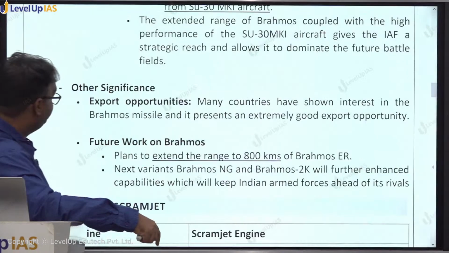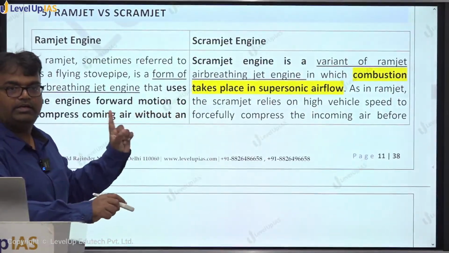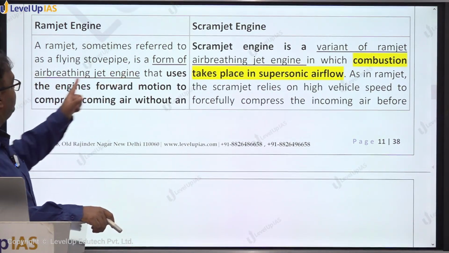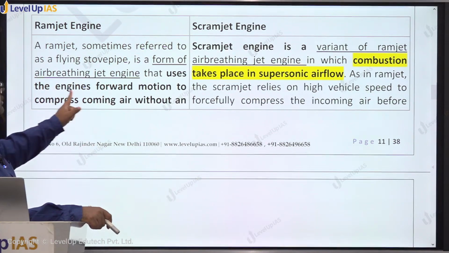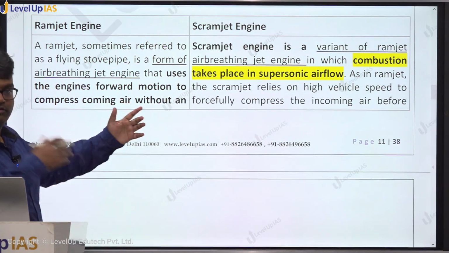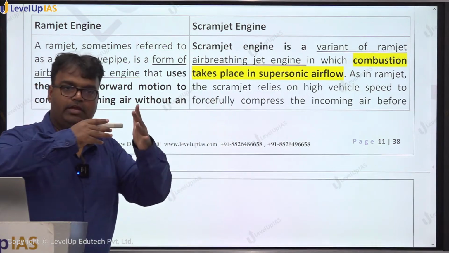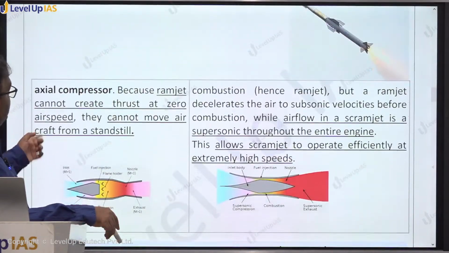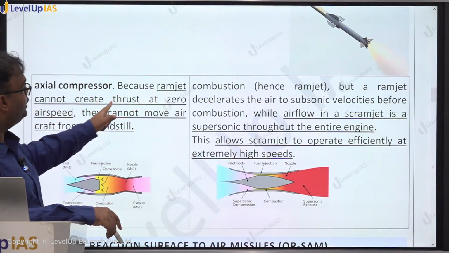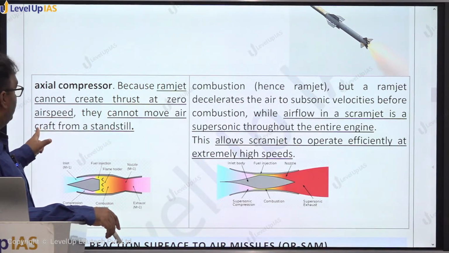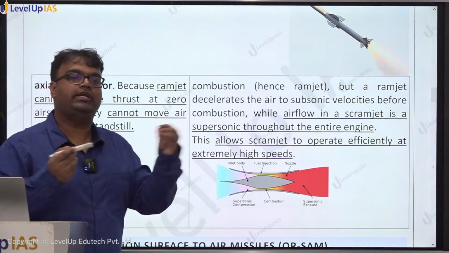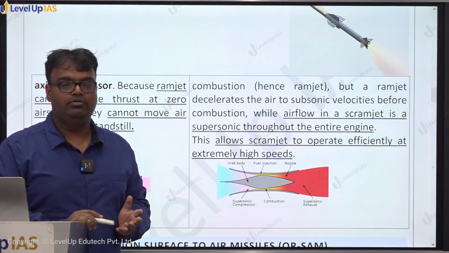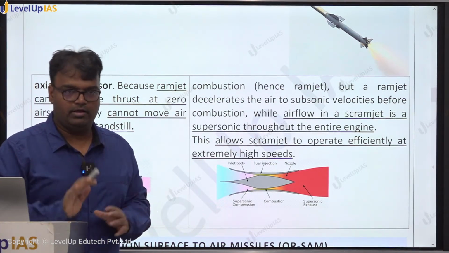So in ramjet, which is being used, scramjet, so we are still developing. In ramjet, which is being used in BrahMos, a ramjet, sometimes referred to as a flying stovepipe, is a form of air breathing jet engine that uses the engine forward motion to compress incoming air. So when the engine is moving forward, the air which is coming in, it compresses that air without an axial compression, because ramjet cannot create thrust at zero airspeed. They cannot move aircraft from a standstill, because यहाँ पे oxygen कैसे आ रहा है? Only when you are moving. So ramjet में you cannot start the engine by ramjet mechanism.